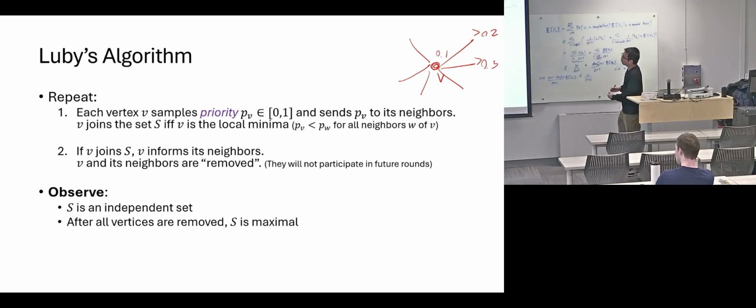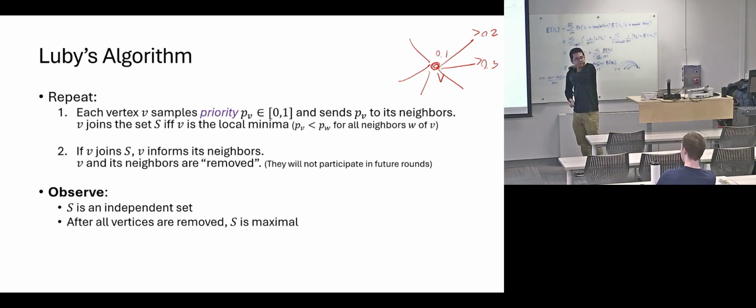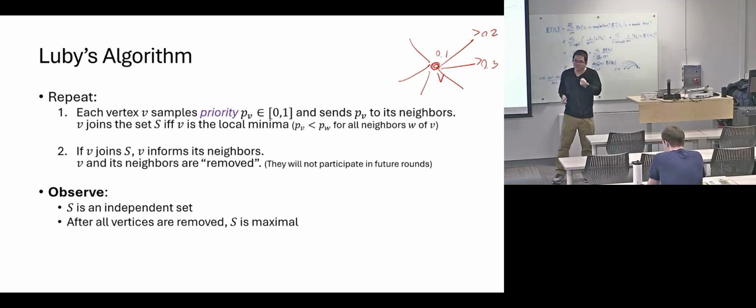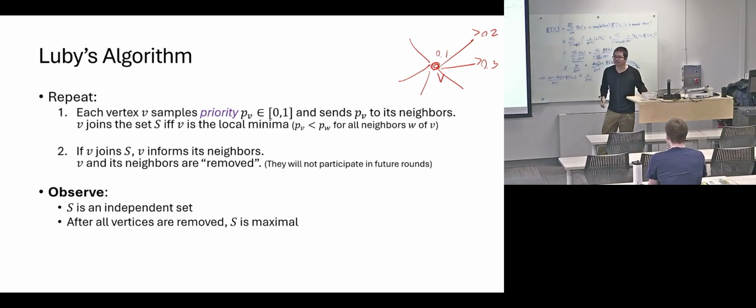And once all vertices are removed, then S will be maximal. Well, because when do I remove things? Either when I'm in the independent set, when I'm in S, or I'm adjacent to some node in S. If everyone is removed, then every node is now in the set S or adjacent to S. So this is the correct algorithm. It returns a correct MIS.